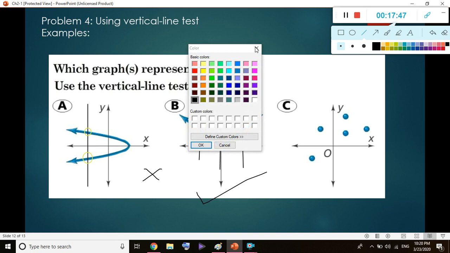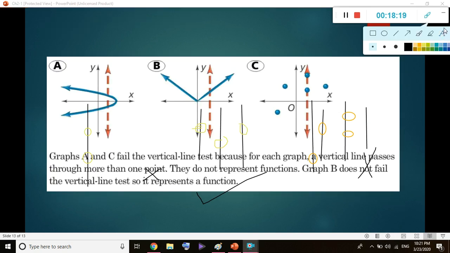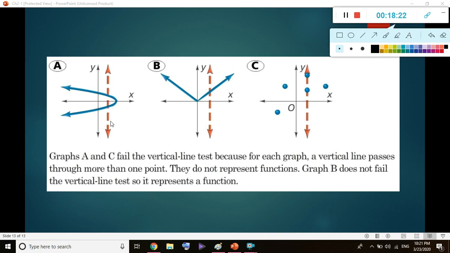Let's try this one here we have. Let me, for example, cut it over here, or here, or here, or here. Here it only cuts one time. Here one time. Here we're having 2 times. So obviously this is not a function. Let's check the answers here. A and C fail the vertical line test because for each graph a vertical line passes through more than one point. They do not represent functions. Graph B does not fail the vertical line test, so it represents a function.